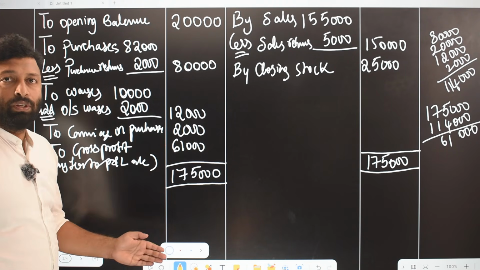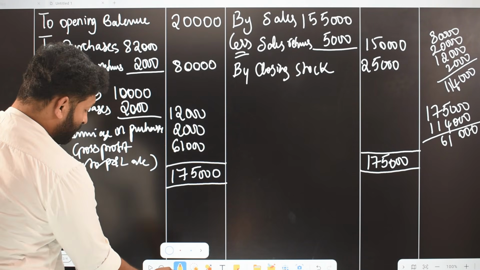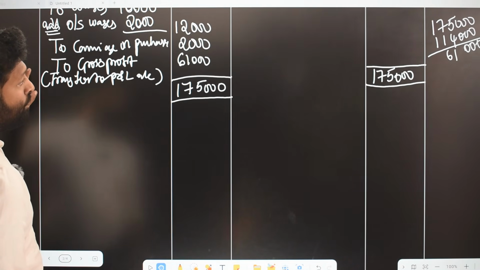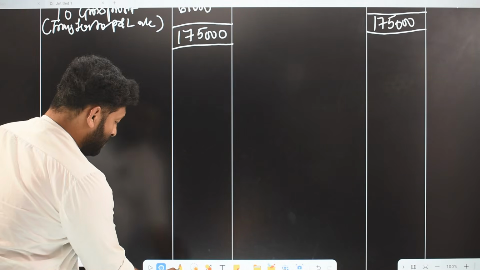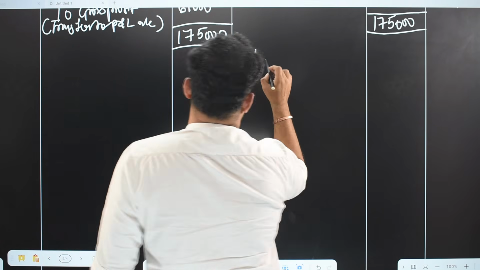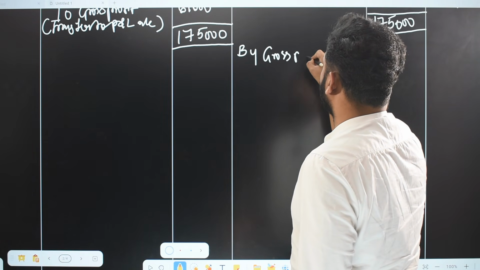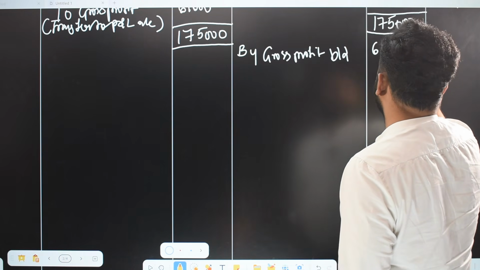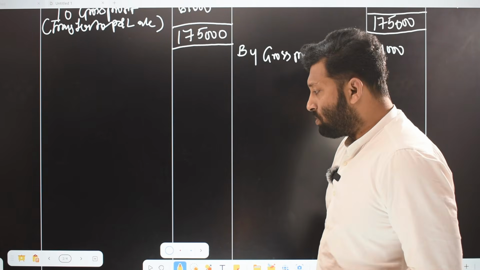So this is in continuation for the profit and loss account here. Clear? Done. So now prepare the profit and loss account. First carry brought down it to the profit and loss account. By gross profit brought down 61,000.